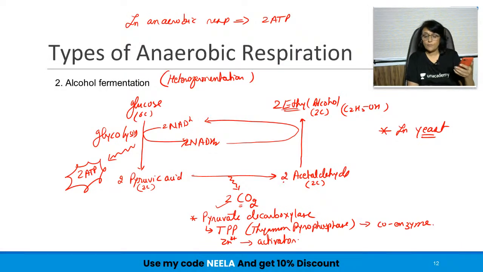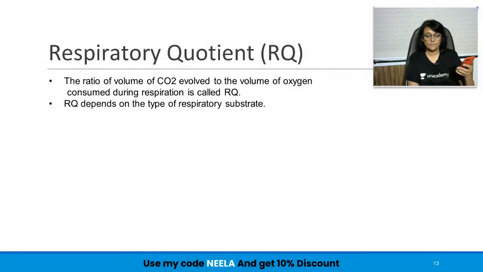Then alcohol fermentation. Alcohol fermentation takes place in yeast, and this is completed in one extra step. So 3 carbon containing pyruvic acid is first broken down into 2 carbon containing acetaldehyde. This is the step where carbon dioxide is released. So here there are 2 products. One is carbon dioxide and finally ethyl alcohol. So this is called heterofermentation.